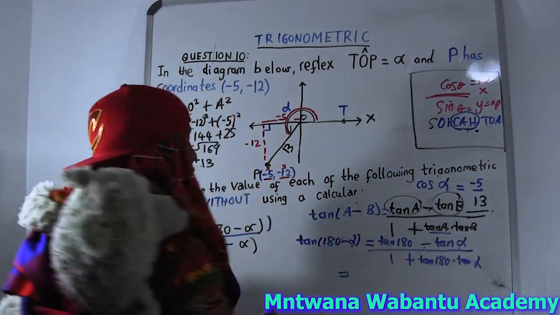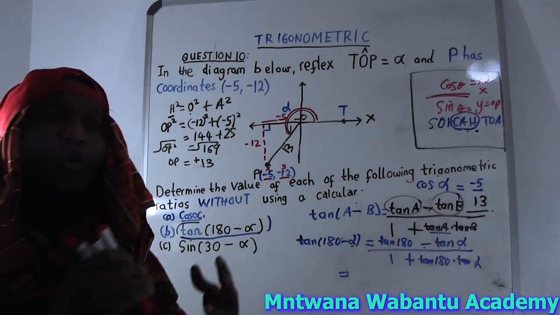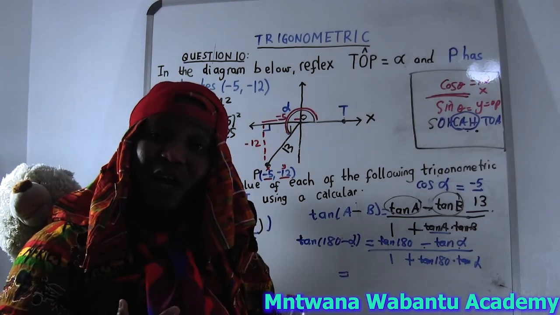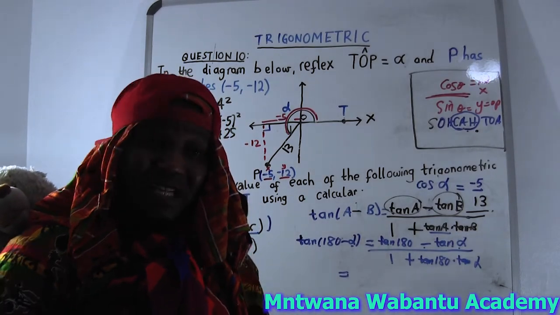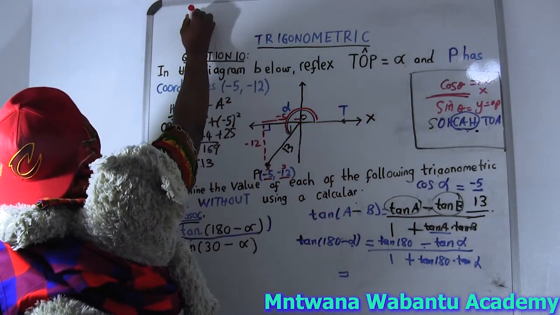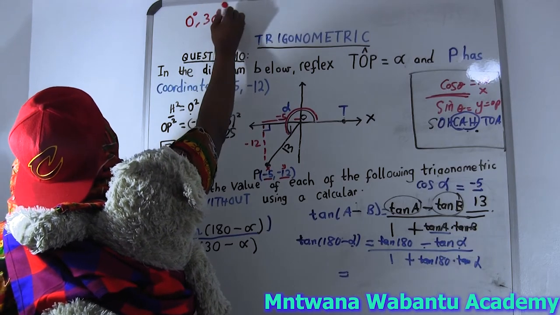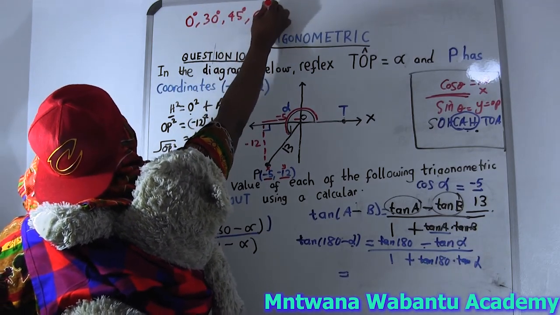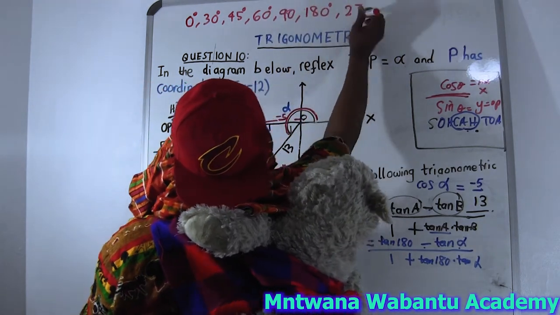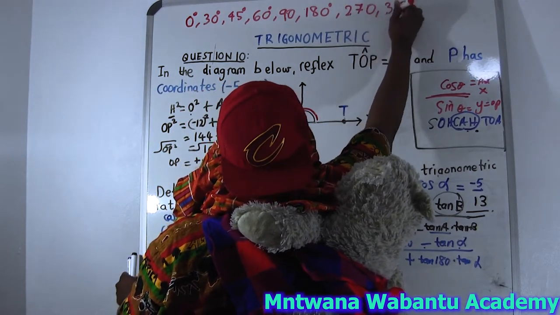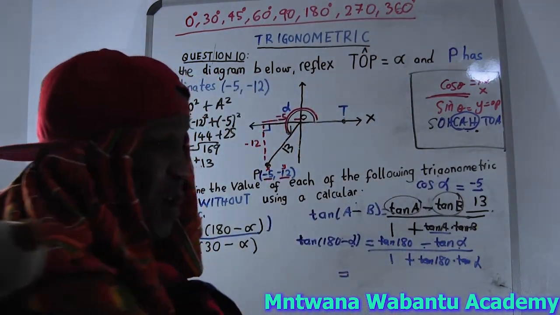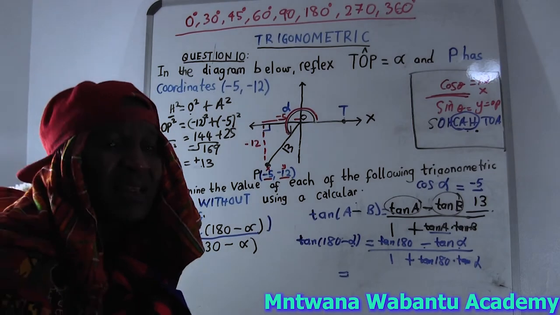Now we go. What is tan of 180? They say don't use a calculator. Now how am I going to know tan of 180? There is something called special angles. With a special angle, even if you use a calculator, they're not going to know, as long as your angle is a special angle. So let me list for you the special angles. The special angles are 0, 30, 45, 60, 90, 180, 270, 360. These are special angles, guys. You know what I'm saying? Even if you use a calculator with them, they're not going to find out.